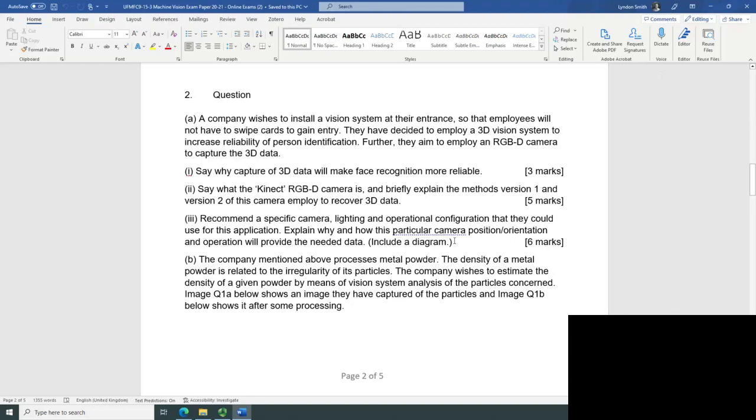Recommend a specific camera, lighting and operational configuration that could be used for this application. Explain why and how a particular camera position, orientation and operation will provide the needed data. This is where I like asking these questions, where you can have an idea, and I'm unlikely to say you've got it completely wrong. What could we answer to this be? What could we do here?